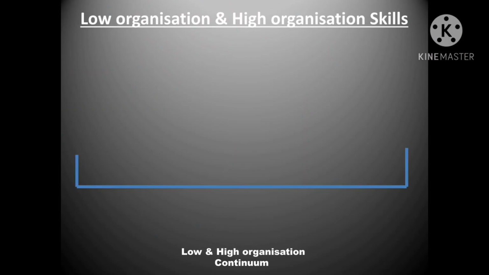So this is the low and high organisation skills continuum. We've got low organisation skills at one end, and we've got high organisation skills at the other. So low organisation skills are easy to break down. They've got subroutines that are clear and can be practiced in isolation. Whereas high organisation skills, their subroutines can't be broken down as easily and often need to be practiced as a whole skill.